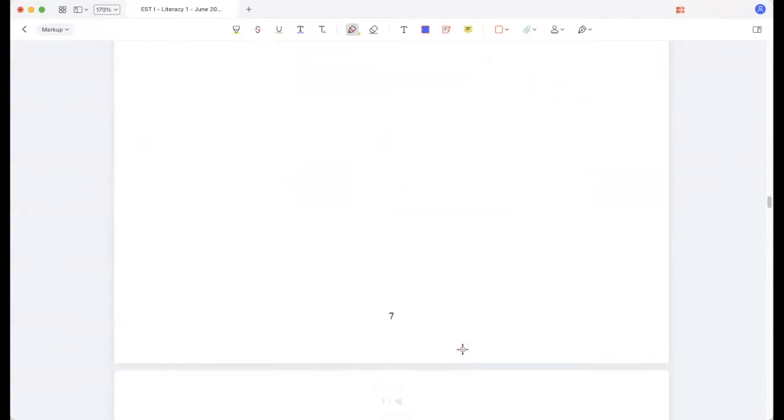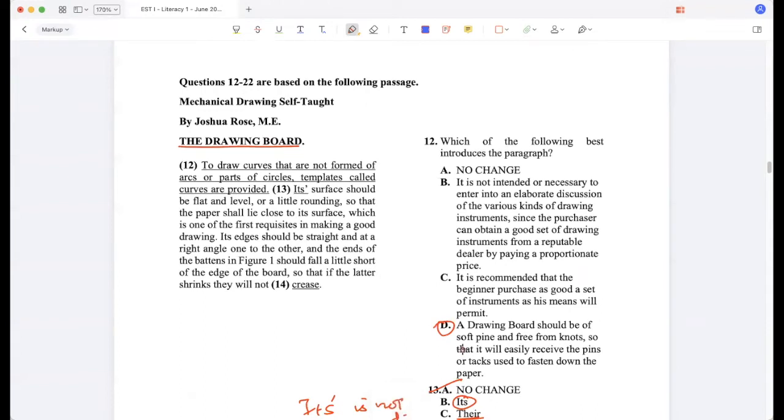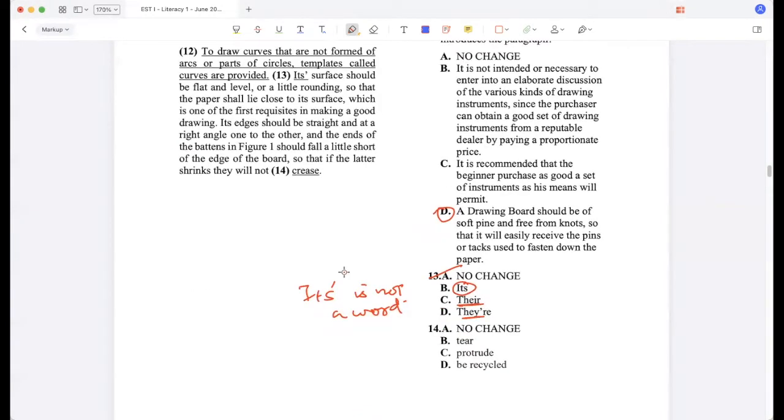Okay. Now, what is it saying? Its edges should be straight and at a right angle, and the ends of the batten should fall a little short of the edge of the board so that if the latter shrinks, they will not crease, tear, protrude. Oh, they will not protrude, right? The batten should not come out of the board, so it will be C.